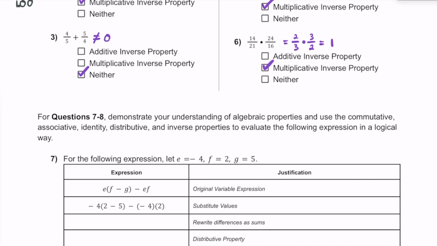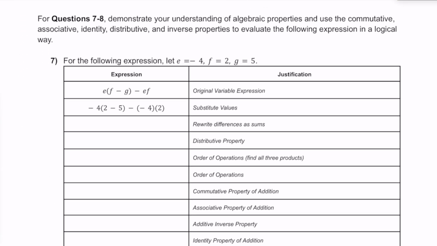All right, cool. Let's go ahead and try to simplify and evaluate some expressions here, justifying each step with one of our algebraic properties as well. So we've got to make sure we're going to use the commutative property, the associative property, the identity property, distributive property, but also an inverse property at some point as well. Okay, so looks like we have an original expression. It's algebraic. Now it is a numerical expression once you substitute in each of these values that we are given over here. After substituting, let's go ahead and rewrite all the differences as sums.